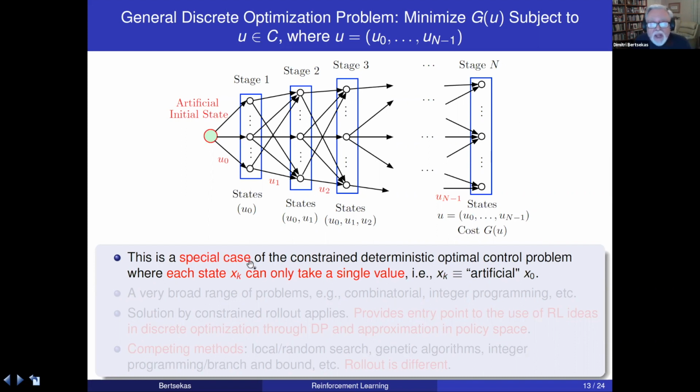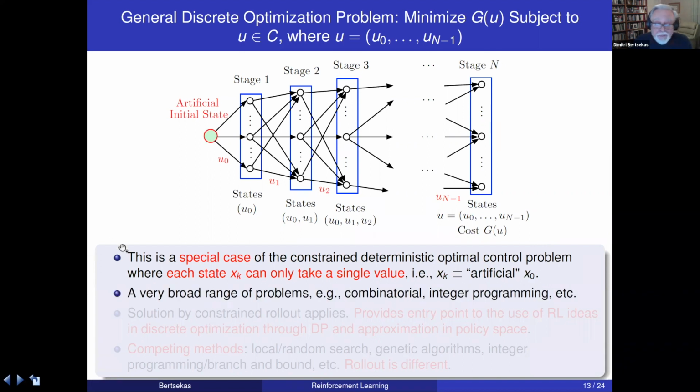And we can view it as a special case of a constrained deterministic optimal control problem where the states are not really significant. They're just artificial, just a single state at every step and only controls. And a single state which is equal to some artificial x0. So for problems where states do not have some kind of intuitive meaning, we may prefer to abstract them out of the problem and use this type of formulation.